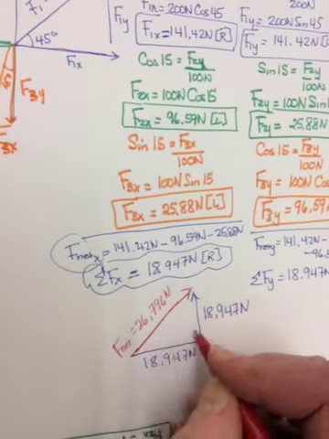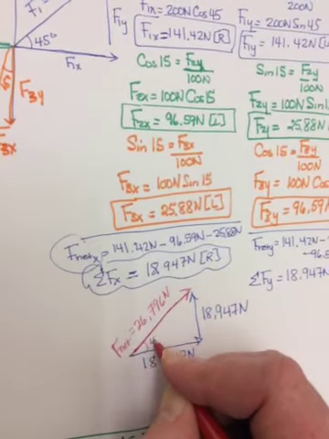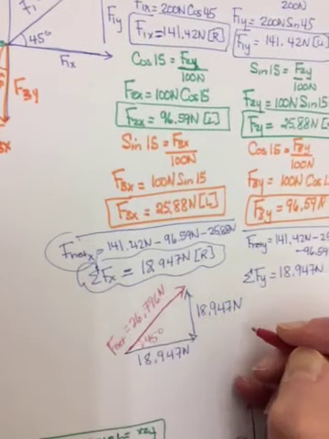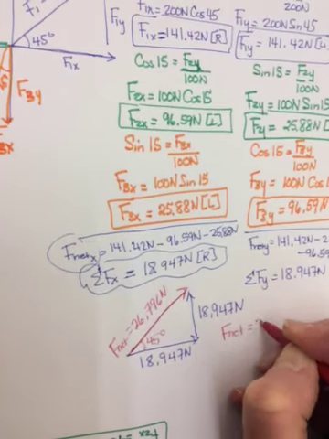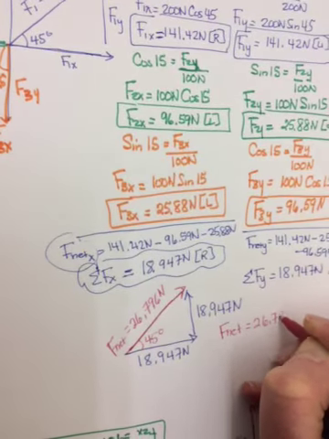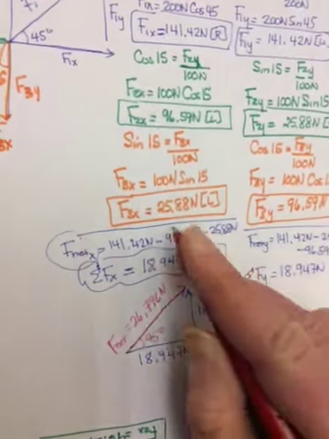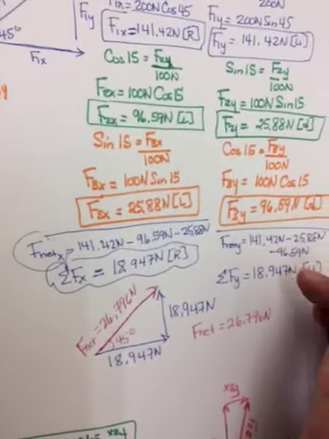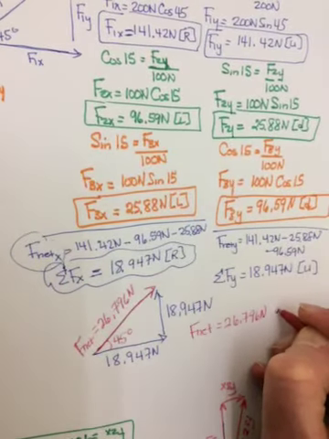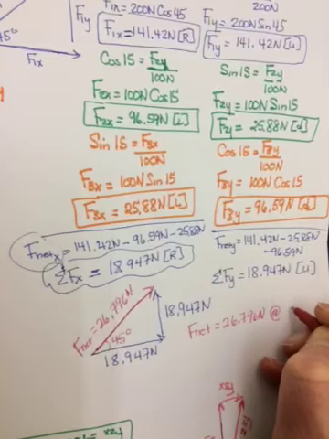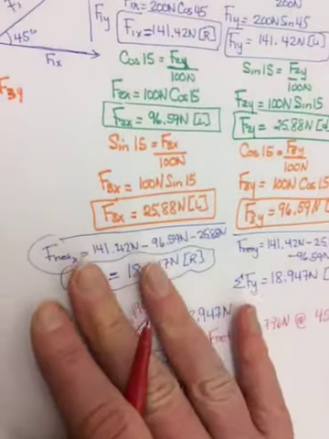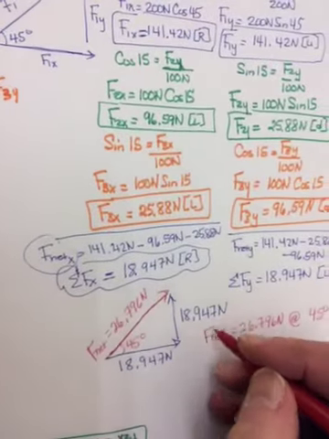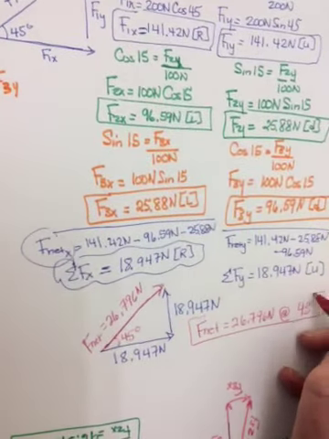And look at these two sides. They're the same. This is a right angle triangle. So this must be 45 degrees. So our F net then would equal 26.796 newtons. And giving it the same way as we were given in the question, we would say at an angle of 45 degrees, coming off the positive x-axis. Okay, and number 4 is done.